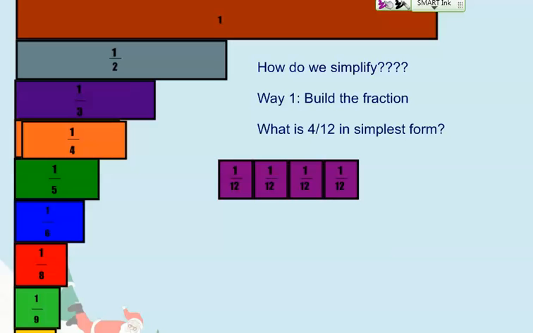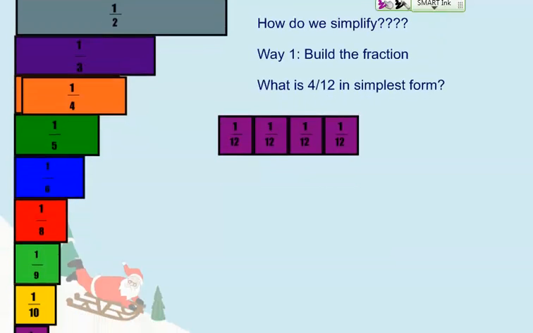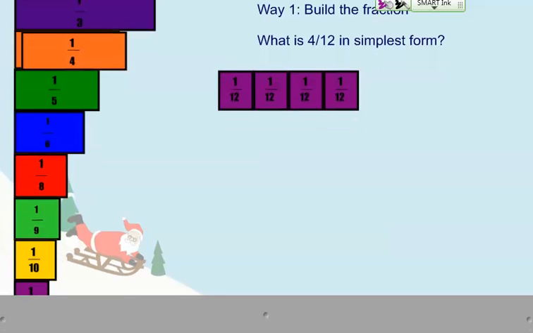Alright, there's 2 ways that we can simplify fractions. One way is to build the fraction. So I want to know what 4/12 is in simplest form. I built 4/12 already. Now I want to see if I can build it with fewer pieces. Does 10 go into 12? No, it doesn't. So I can't use my tenths.